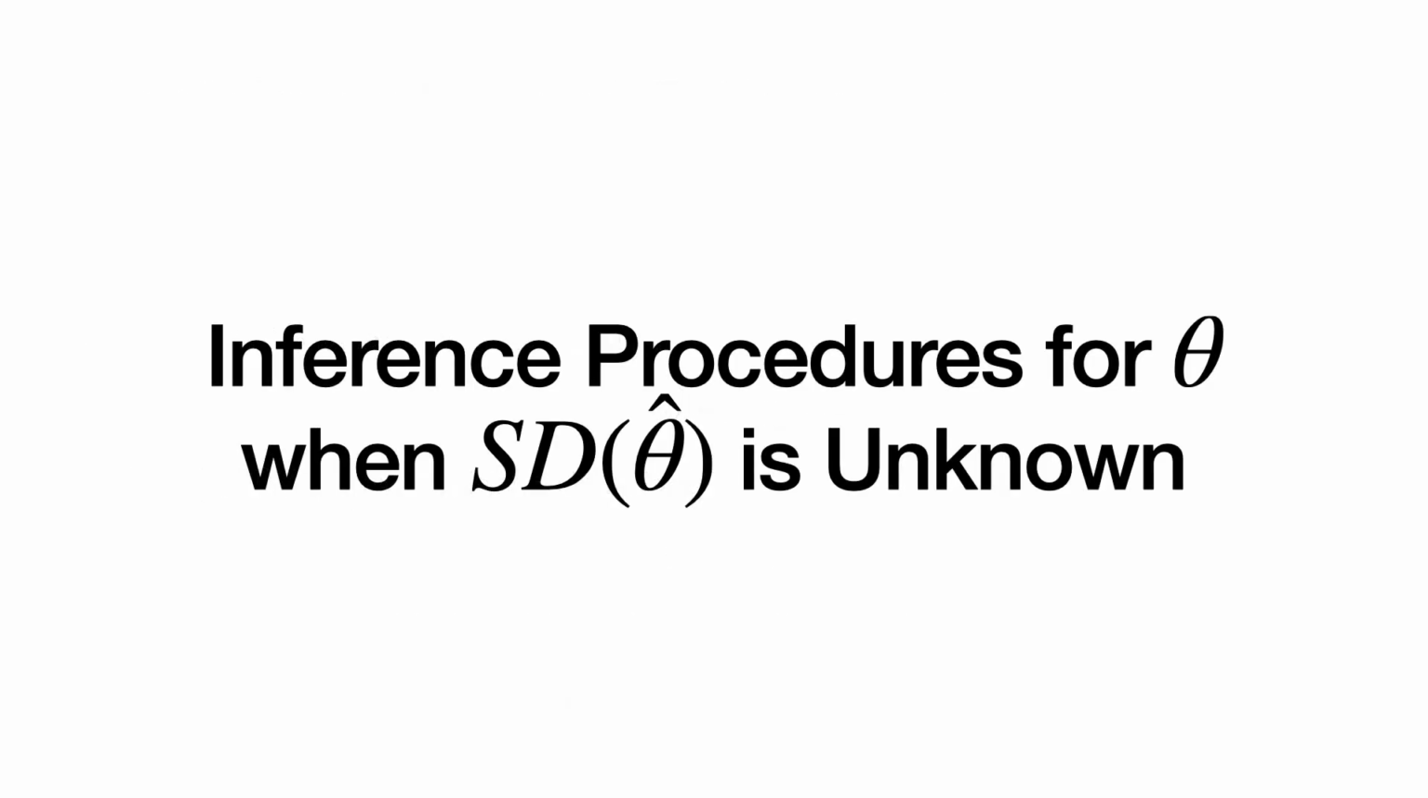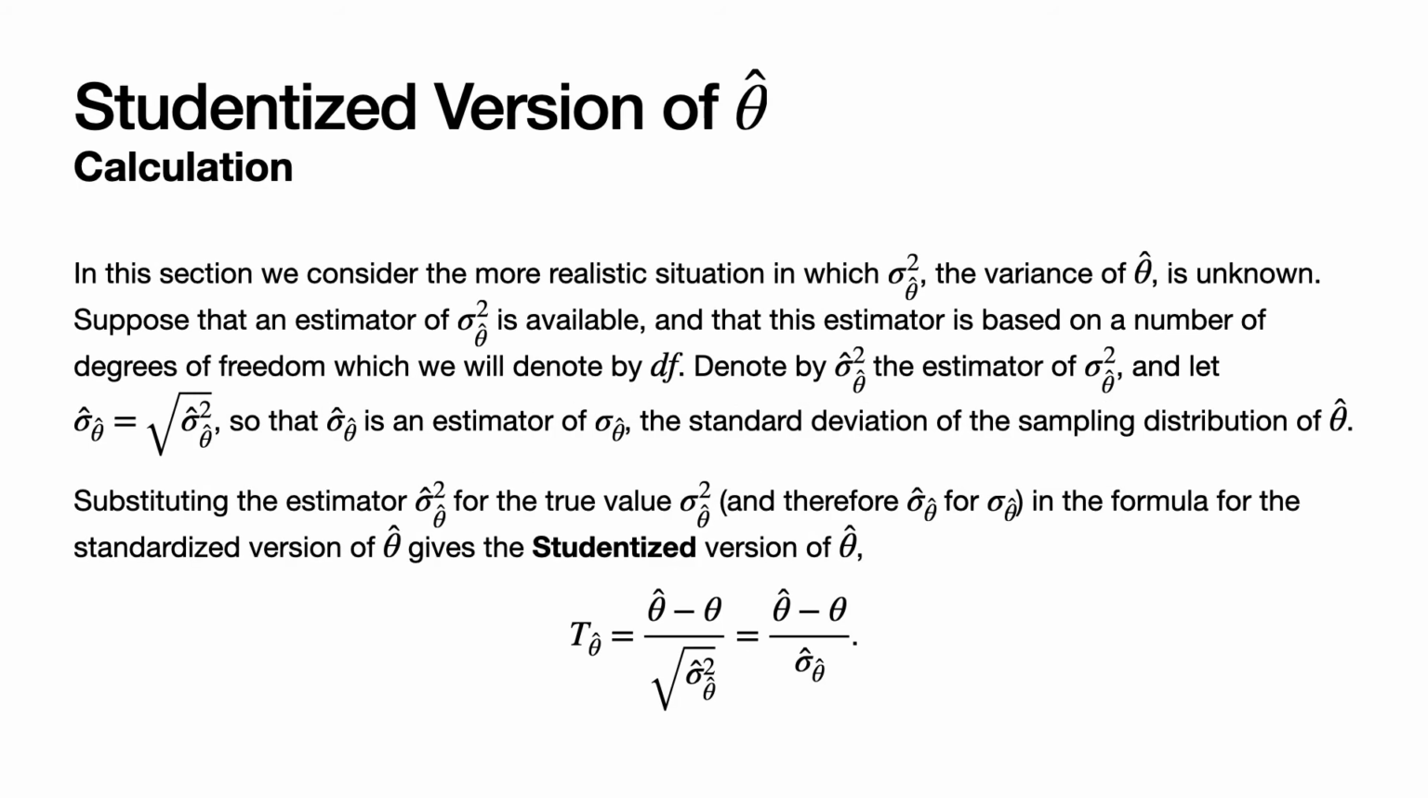Okay, next, let's look at inference procedures for theta when the standard deviation of theta hat is unknown. Let's first talk about the studentized version of theta hat rather than the standardized version. How do we calculate this? In this section, we consider the more realistic situation in which sigma squared sub theta hat, the variance of the sampling distribution of theta hat, is unknown.